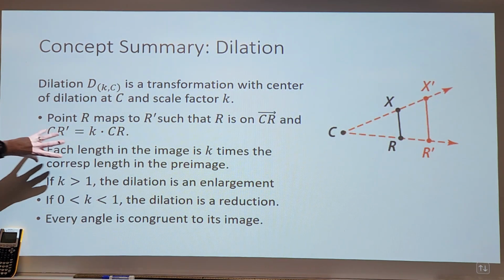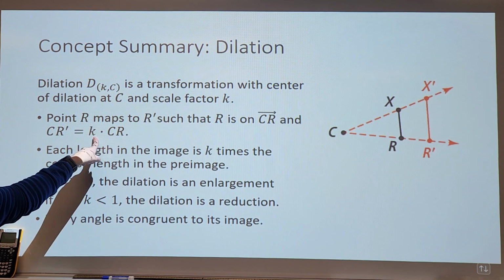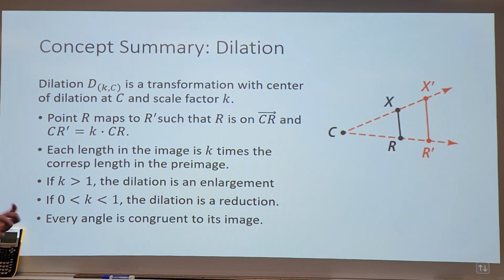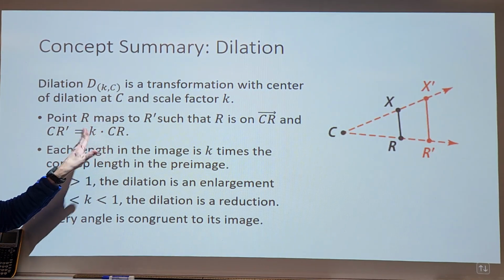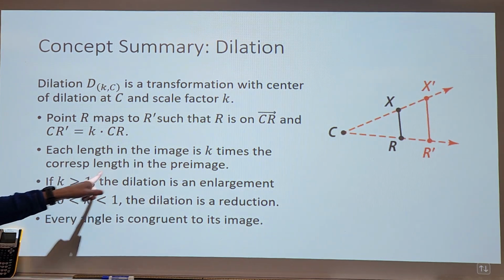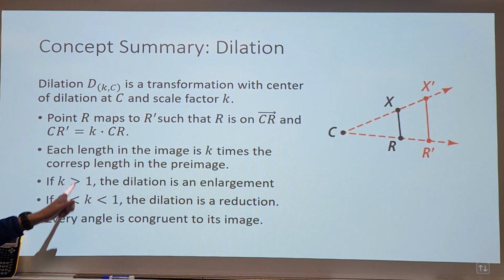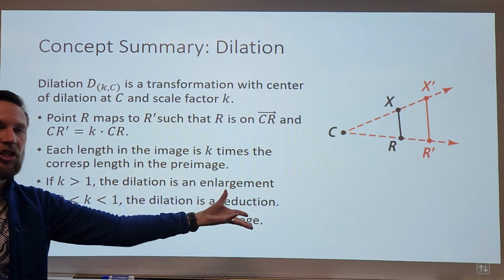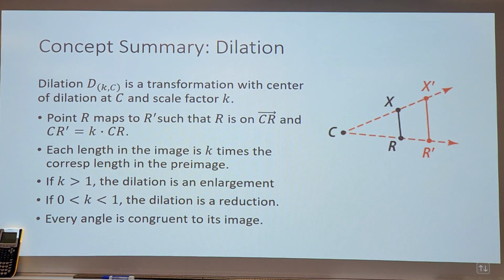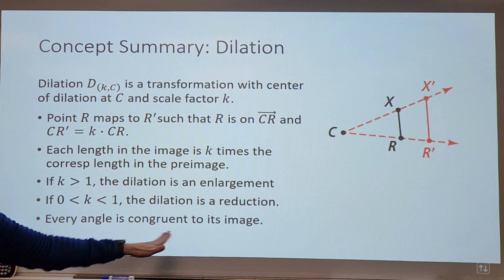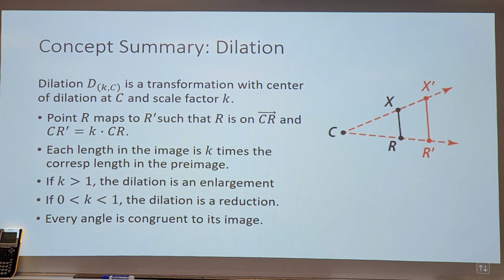Now, finding out what that scale factor is can be a challenge, but we also want to be able to classify it. If that multiplier is bigger than 1, we call that an enlargement. If it's between 0 and 1, that dilation is a reduction. We are shrinking that figure down, whereas here we're making it larger. But we need to make sure that all of our angles are congruent to our originals.